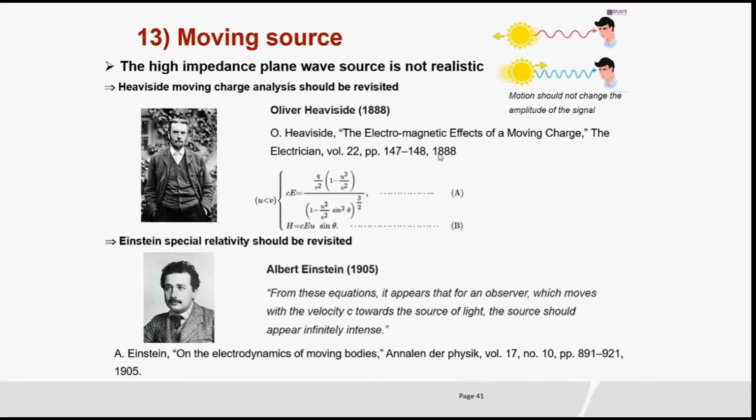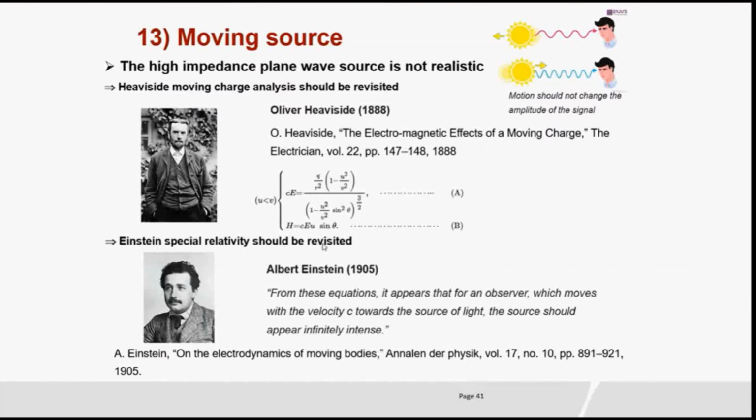But we show that using the same Maxwell equations, if we change the model of the source and make it more realistic, the field will not increase with the speed of motion of the source. So we think this should be revisited, and if it is revisited, then there is no problem with a moving source. At that time, there was discussion between Heaviside, Searle, and others that because of that, it was not possible to go higher than the speed of light because the field was becoming infinite.